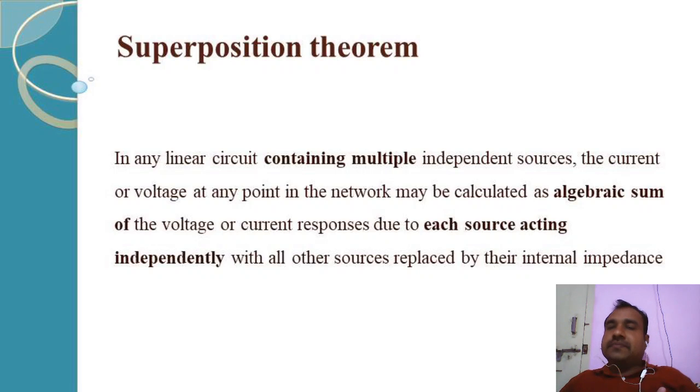Meaning to say, in any circuit, if there are more sources, you have to keep one source active at a moment and turn off all other sources or replace them by their internal resistances, and calculate the voltage or current from this source at a particular point. Then you repeat this step for all other sources, and finally calculate the algebraic sum of all these results. That is the final voltage or current at any place.